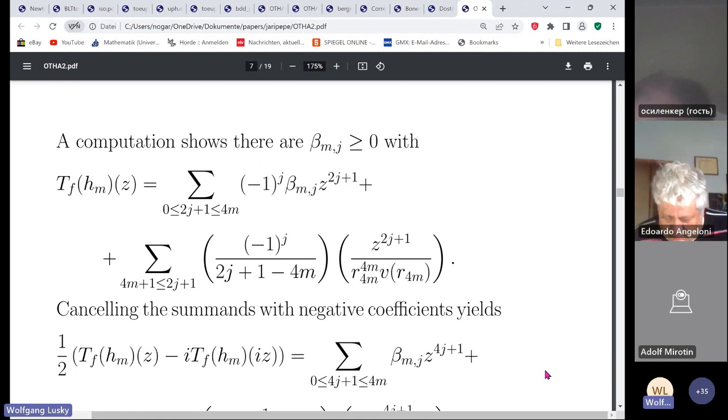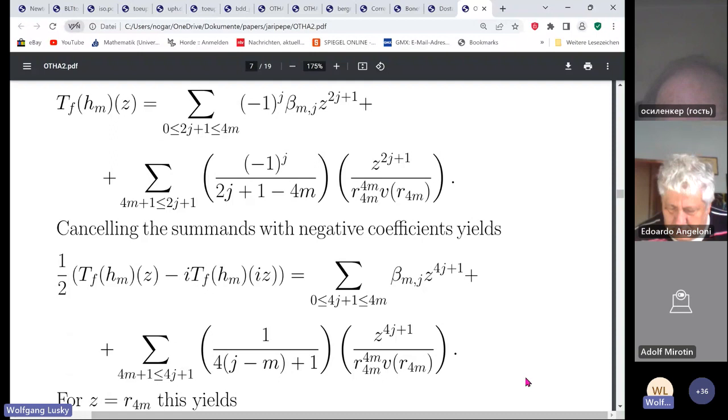I end up having here now the exponents z to the 4j plus 1. And down here, I get this. And now this becomes clear. I was considering from the very beginning 4 times m, because now it gets this nice form. And over here, again, I have z to the 4j plus 1 divided again by this weighted supernorm.